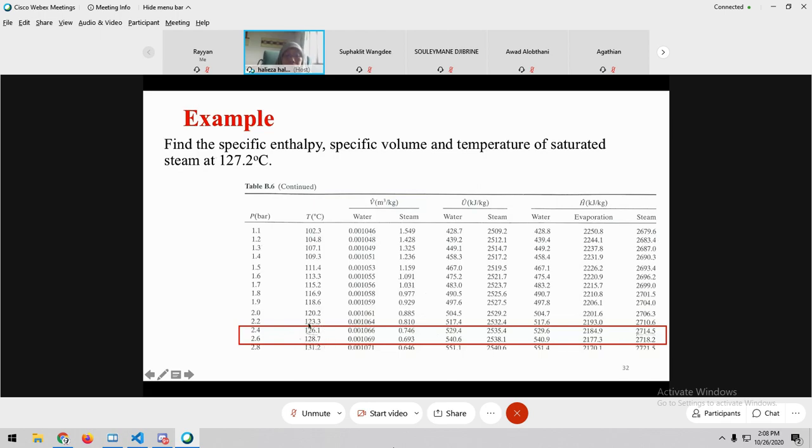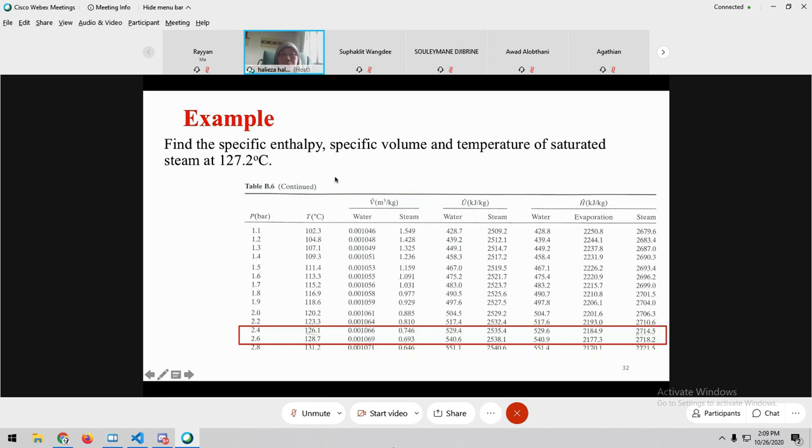Can you please just look at my cursor? You have to interpolate between 126.1 and 128.7 because the value that is specified is 127.2. It is not given exactly at that value. So you need to find the enthalpy of what? Saturated steam. So if it's saturated steam, then you'll be looking at steam, not water. You need to find that enthalpy. So that's the value somewhere there.